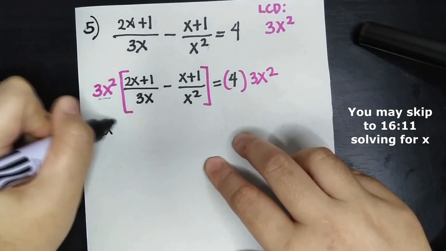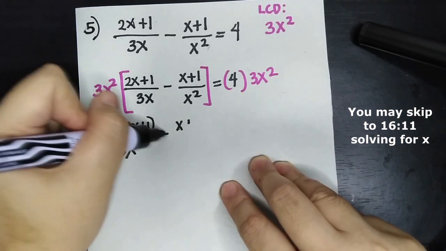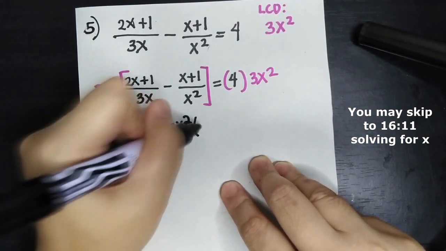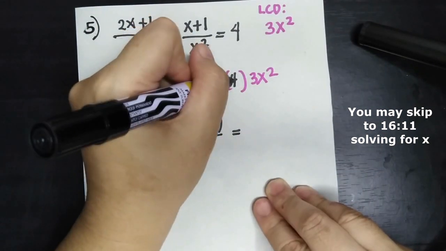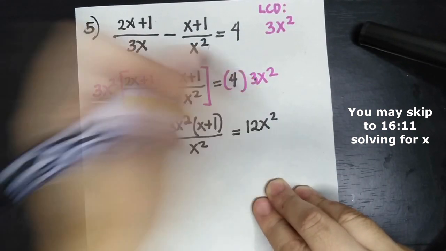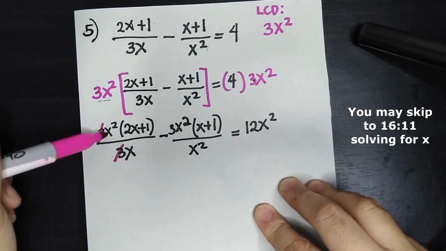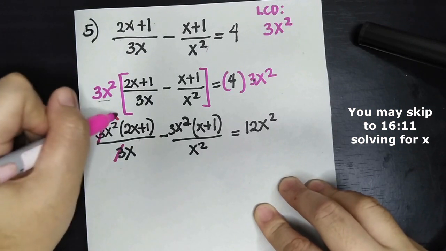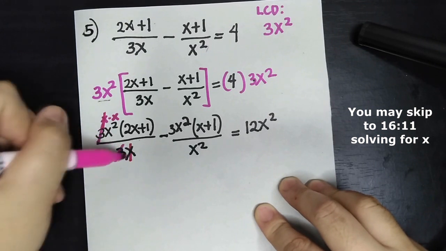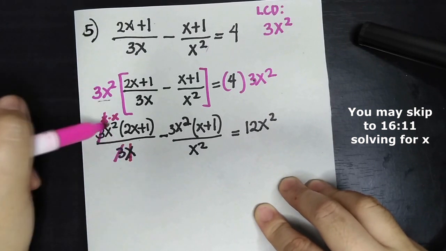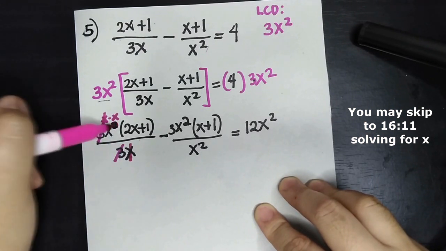So we have 3x squared times 2x plus 1 over 3x minus 3x squared times x plus 1 over x squared. Sa kabilang side naman, 4 times 3, that will be 12, and then copy x squared. So sa first term dito, common ang 3, so we can cancel out. X squared here means dalawang factors ng x. So, x times x. Therefore, kaya nating i-cancel out yung isang x to eliminate the x in the denominator. So, yung matitira ay yung isang x na lang since na-cancel out na natin to. Okay? So, mawawala na yung second power niya.